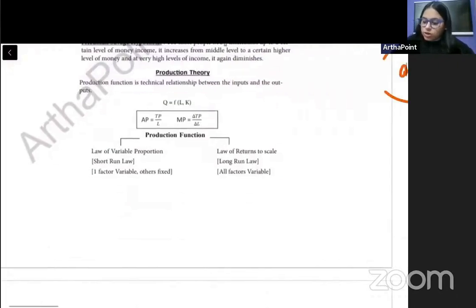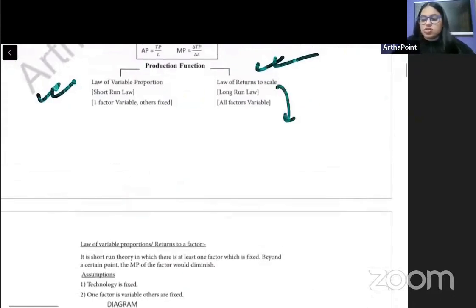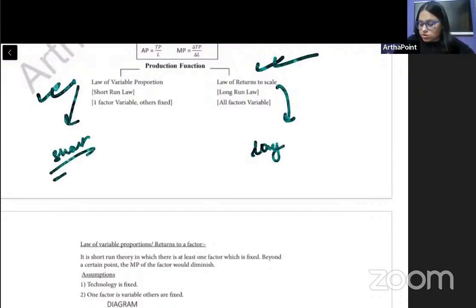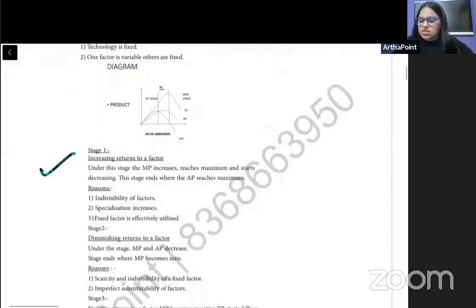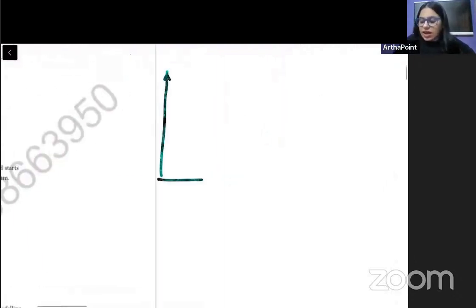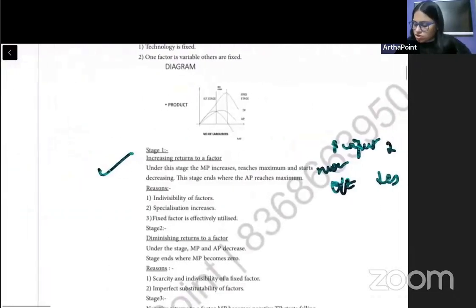Now we talk about production theory. So in production, there is the law of variable proportion and the law of returns to scale. Returns to scale is a long run concept. Variable proportion is a short run concept. You can just go through this. This just says that as you increase your input, the marginal output decreases. That means the marginal product of labor is diminishing. This is what it says.